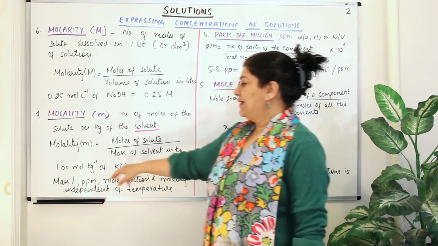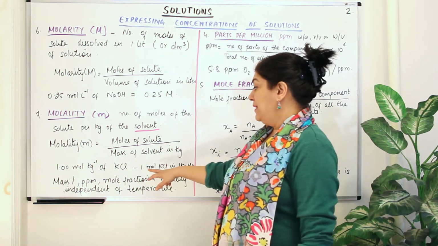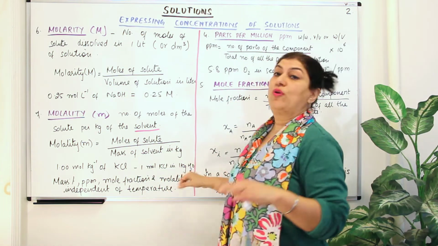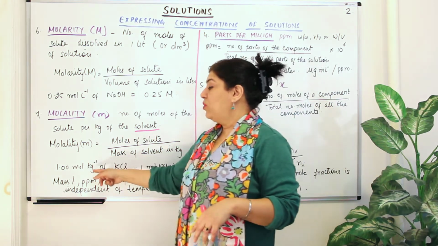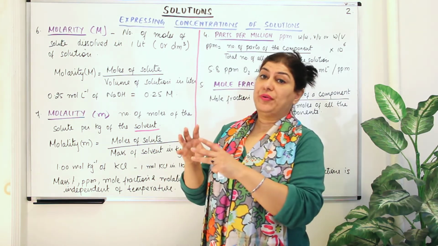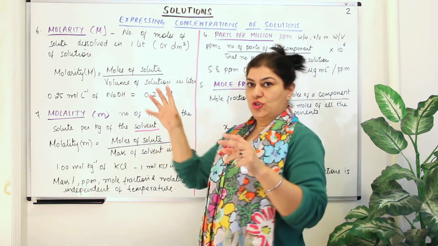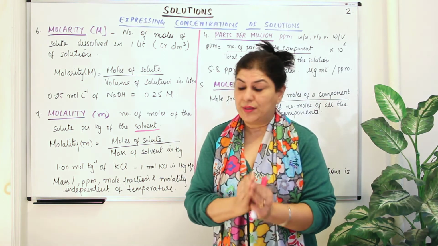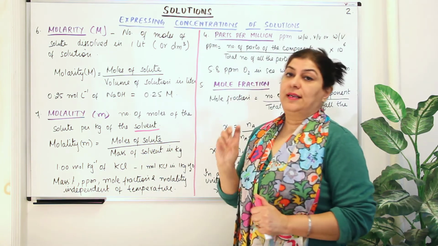So when I say that you have 1 mole per kg of KCl in molality, it means I have 1 mole of KCl present in 1 kilogram of water. Water is exactly 1 kilogram and you are adding 1 mole of KCl to it. So you will not be measuring the volume or the mass after adding the solute. Here, the solute is measured separately, solvent is measured separately, and then they are mixed together to give you a molal solution.